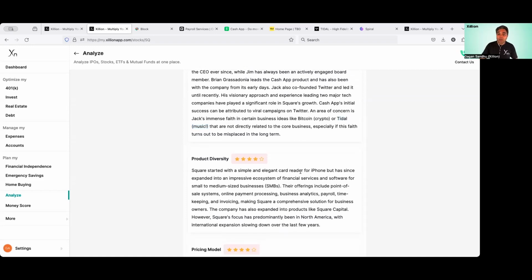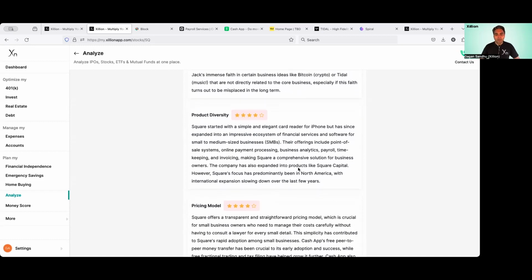Product diversity. We went through the products. Both Cash App and Square offer so many wonderful products for consumers and for small businesses to live their financial lives, and that I think is a true strength. The reason it's 4, not 5, is because Square hasn't done as well outside of, specifically outside of the US.